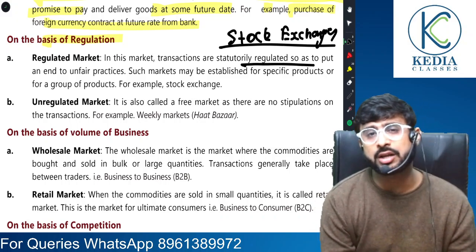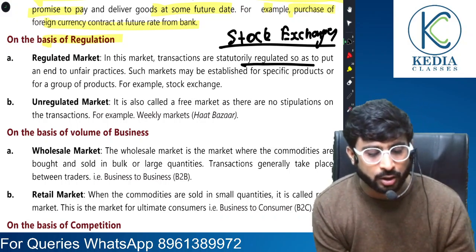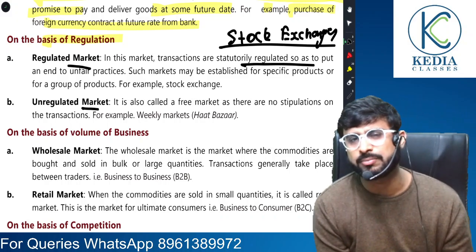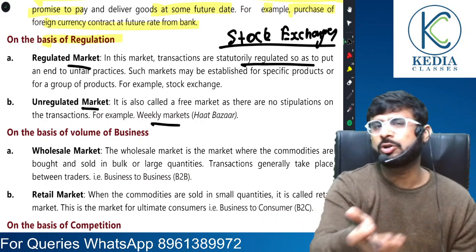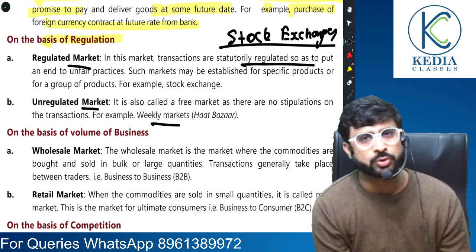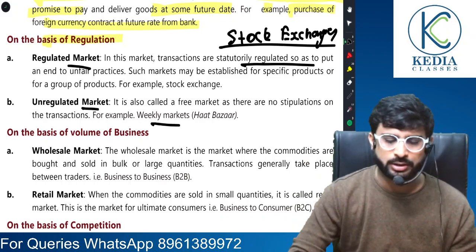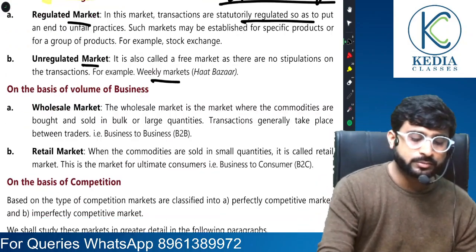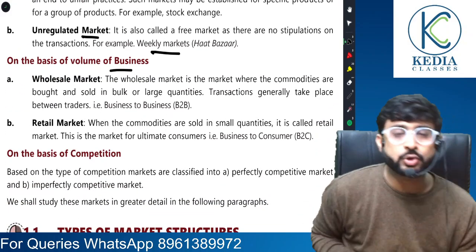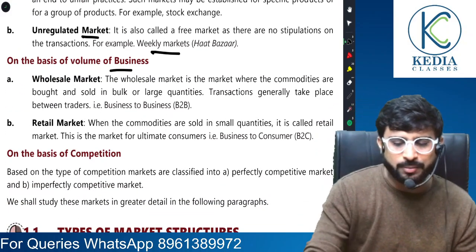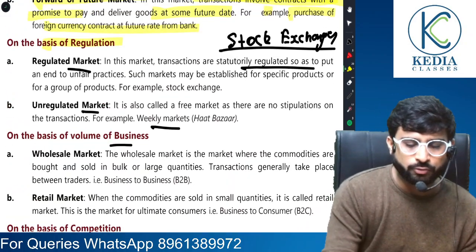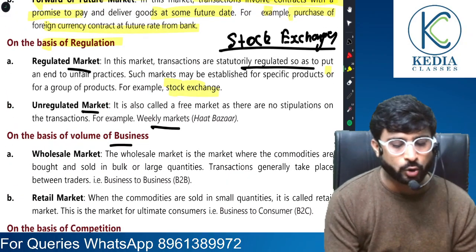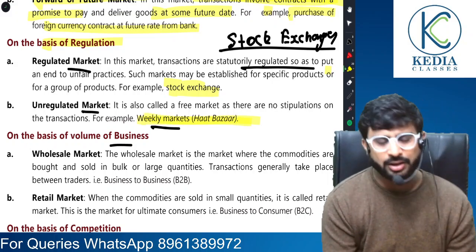Transactions are statutorily regulated, meaning regulated under a law. And an unregulated market is one which is not regulated by anyone. A weekly market, where some product is being sold in your area, nobody is going to regulate it. That is an unregulated market. Understood, sir? Next is on the basis of volume of business. A very important point. Remember, stock exchange is a regulated market, don't forget, and weekly market is an unregulated market.